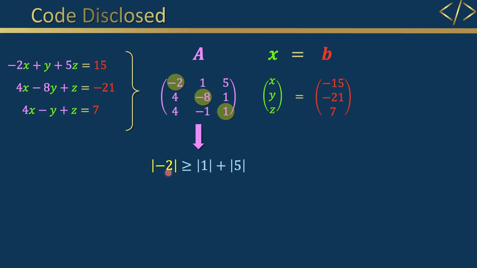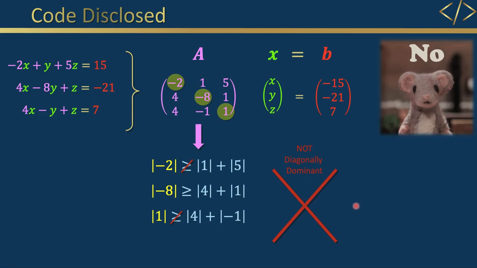Now for the first row, I have the absolute value of 2. Is it larger than the sum of the absolute values of 1 and 5? Well, it's clearly not. For the second row, is the absolute value of 8 larger than the sum of 4 and 1? Well, yes. For the third row, is the absolute value of 1 larger than the sum of 4 and 1? Well, clearly not. Since this condition is not satisfied for the first row and the last row, then I can say here that this matrix is not diagonally dominant.